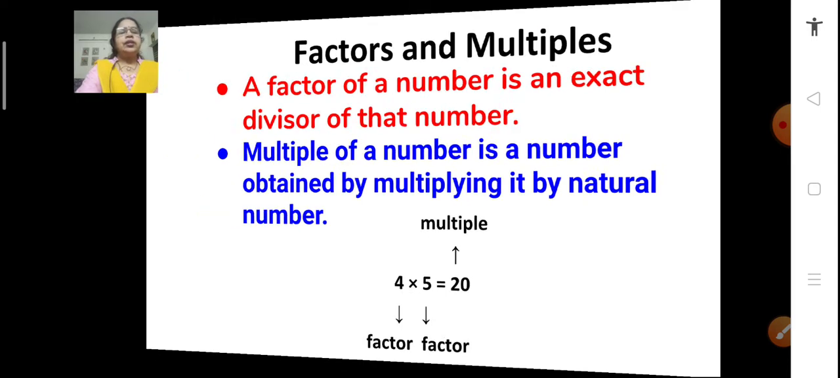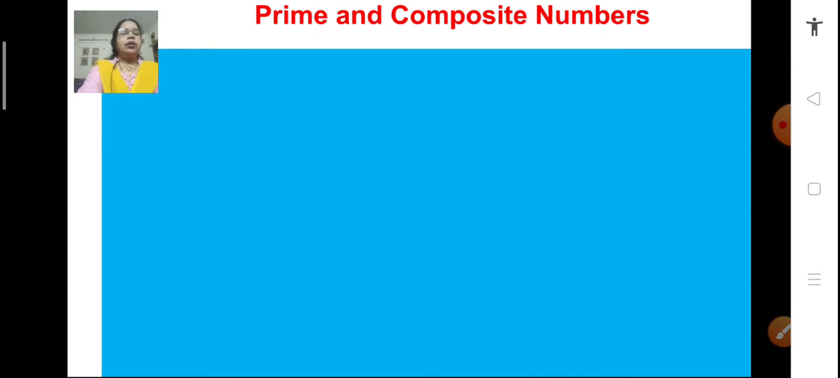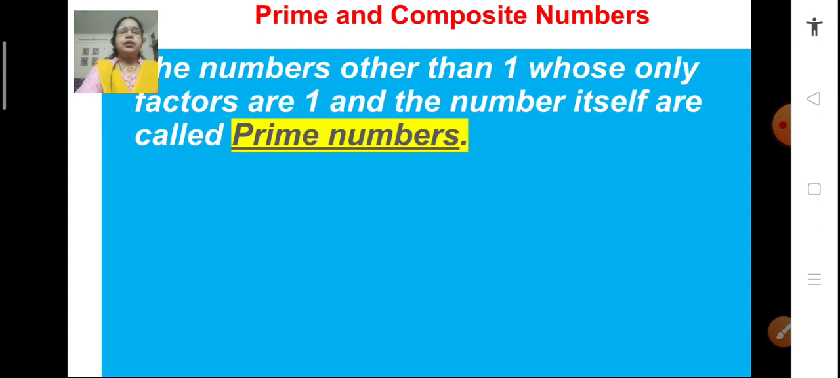Alright. Now what are prime and composite numbers? So you have learnt that the numbers other than 1 whose only factors are 1 and the number itself are called prime numbers. For example, the numbers 2, 3, 5, 7, 11, all these numbers have only 1 and the number itself as factors. So they are called prime numbers.